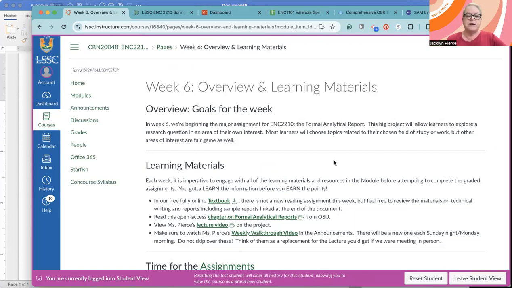In terms of our learning materials, we don't really have a new reading assignment this week, but remember, there's all kinds of information about formal analytical reports in our online textbook. So I've put the link there, especially the sample reports that are linked at the end. I also found a really good resource from Oklahoma State University on formal analytical reports. So I want you to read the chapter there. It's not from our textbook, but it is from a similarly open sourced textbook.